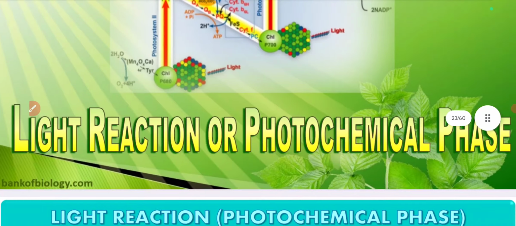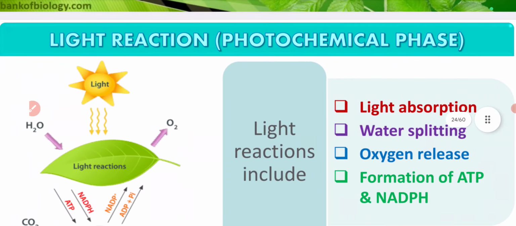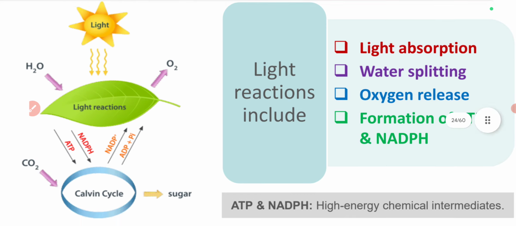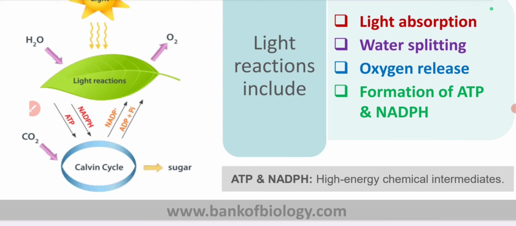Next, light reaction or photochemical phases. Light reaction includes light absorption, water splitting, oxygen release and the formation of ATP and NADPH. See this diagram? Light absorbed in the leaf, water split out and oxygen release and formation of ATP and NADPH. ATP and NADPH are high energy chemical intermediates.